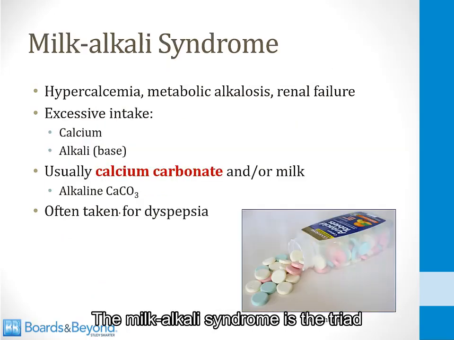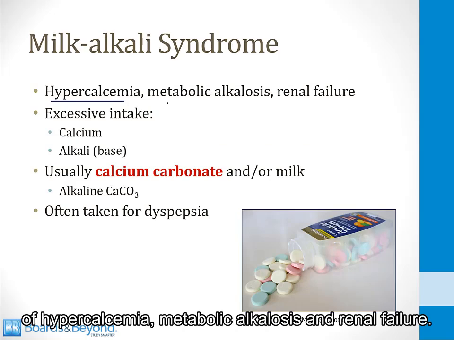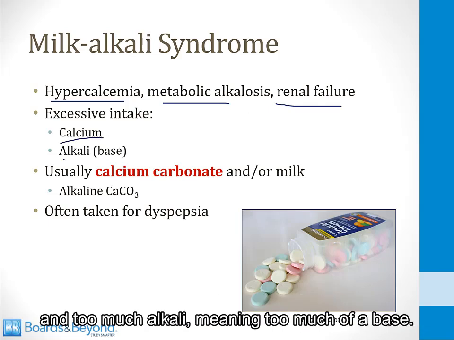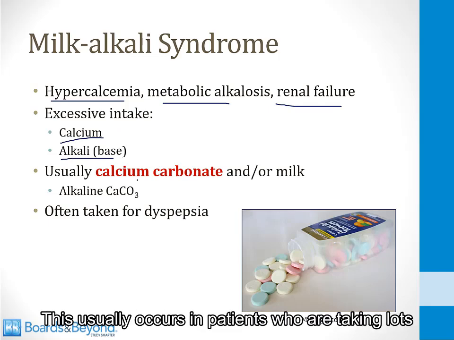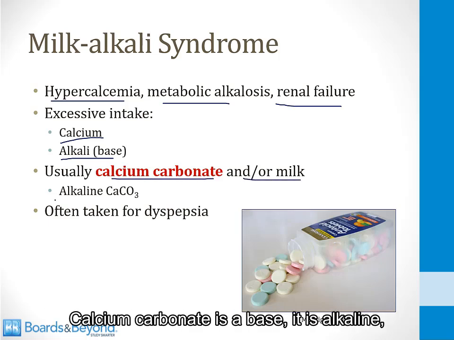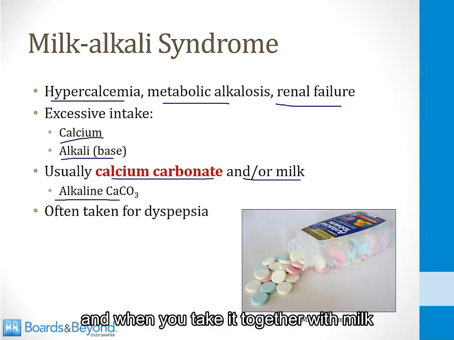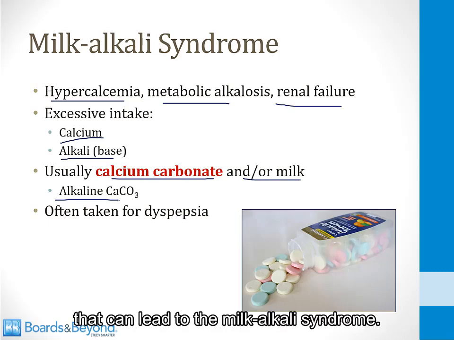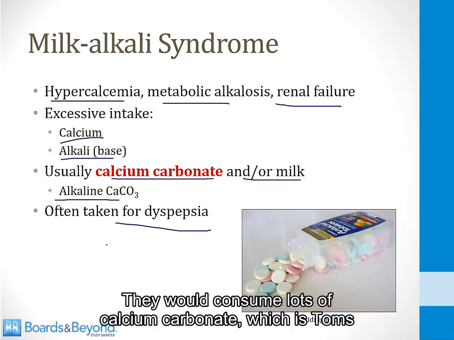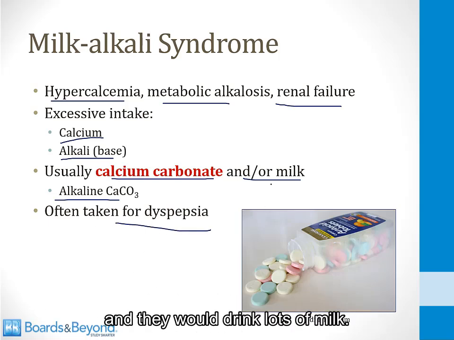The milk-alkali syndrome is the triad of hypercalcemia, metabolic alkalosis, and renal failure. This is what occurs in patients who take in too much calcium and too much alkali, meaning too much of a base. This usually occurs in patients who are taking lots of calcium carbonate together with milk. Calcium carbonate is a base, it is alkaline, and when you take it together with milk, that can lead to the milk-alkali syndrome. Years ago, patients used to take this for dyspepsia. They would consume lots of calcium carbonate, which is Tums, and they would drink lots of milk.